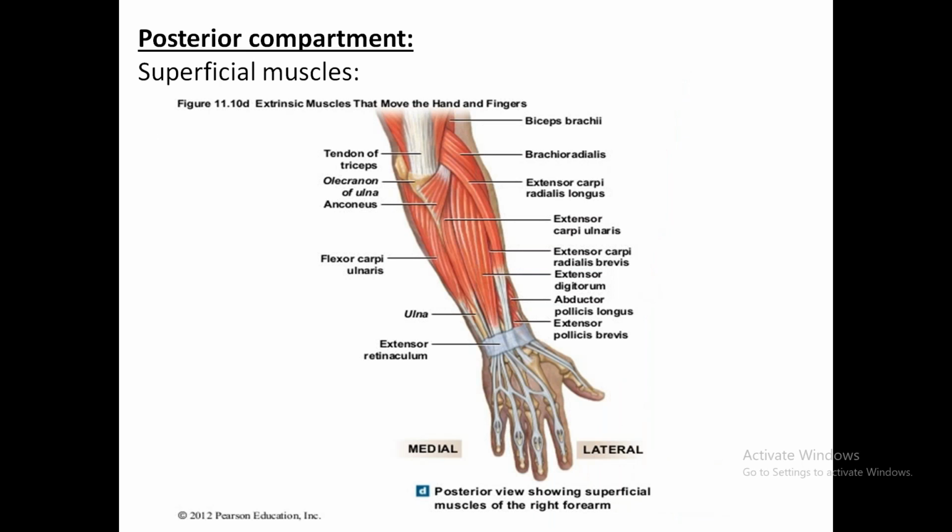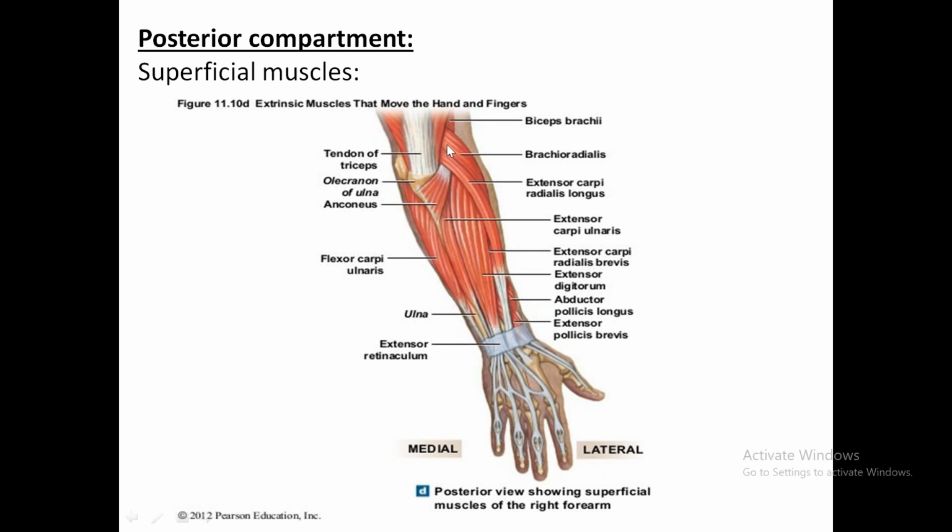Posterior compartment or extensor compartment. Superficial muscles are brachioradialis, extensor carpi radialis, extensor carpi ulnaris, extensor digitorum, extensor digiti minimi, and extensor carpi radialis brevis.